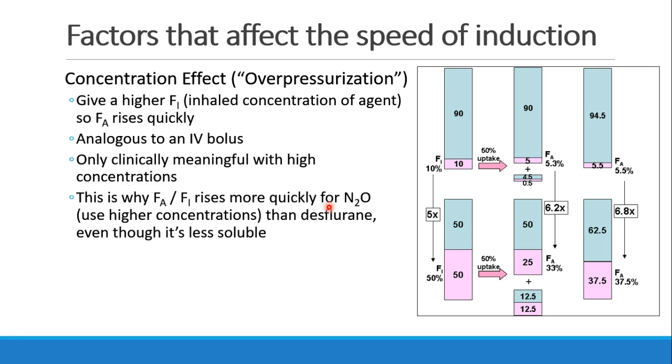You've probably seen people do this, where they turn up the vaporizer to 5 or 6% in order to achieve a concentration of 2% more quickly. You're giving a higher FI, so FA will rise quickly. And this is kind of like giving a quick bolus of an IV drug. The concentration effect is only meaningful with high concentrations.